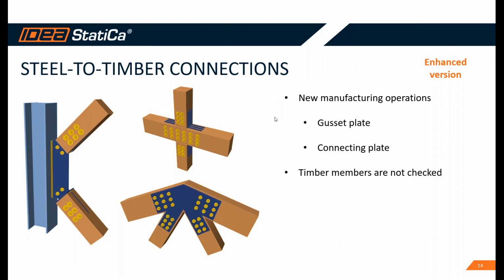First step in IDEA StatiCa connection for timber connections are steel to timber connection features. We implemented two new manufacturing operations for you, gusset plate and connecting plate. And these two manufacturing operations are dedicated especially to steel to timber connections. I have to say that this is the first step, so timber members are not checked at all. And we prepared also new templates for this. I'm going to show this also in the real demonstration. And the last thing, these steel to timber connections are only enabled in the enhanced version of the steel product.